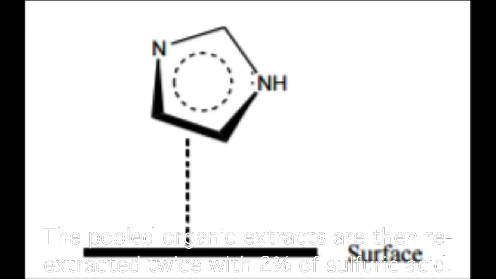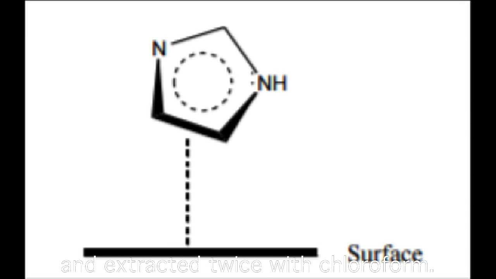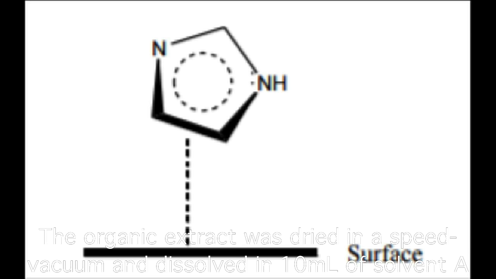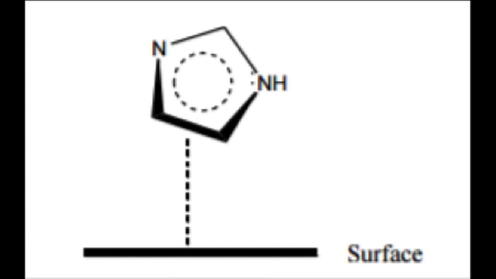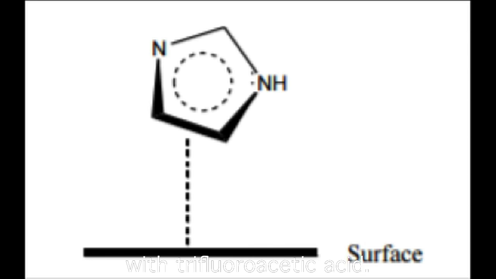The pooled organic extracts are then re-extracted twice with 2% of sulfuric acid. The pooled acid extracts are then adjusted to pH 12 with ammonium hydroxide and then extracted twice with chloroform. The organic extract was dried in a steam vacuum and dissolved in 10 ml of solvent A prior to injection. Solvent A is composed of 0.05 M ammonium acetate buffer adjusted to pH 4 with trifluoroacetic acid.